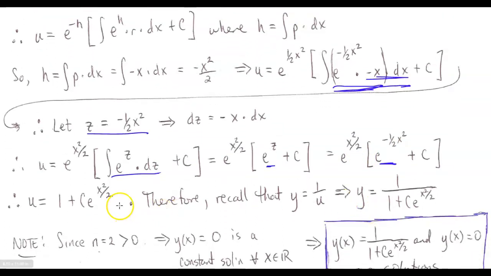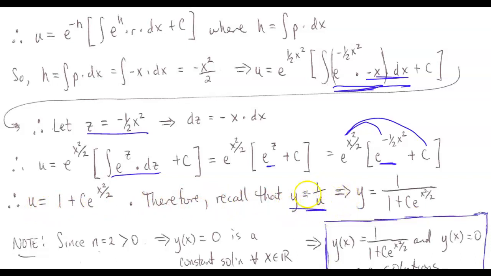So from this point, I go ahead and distribute the e raised to the 1/2 x squared over 2 to both terms. And notice here that I end up getting just 1 plus C times e raised to the x squared divided by 2. And from here, remember that our u is the same as 1 over y. In other words, y is 1 over u.